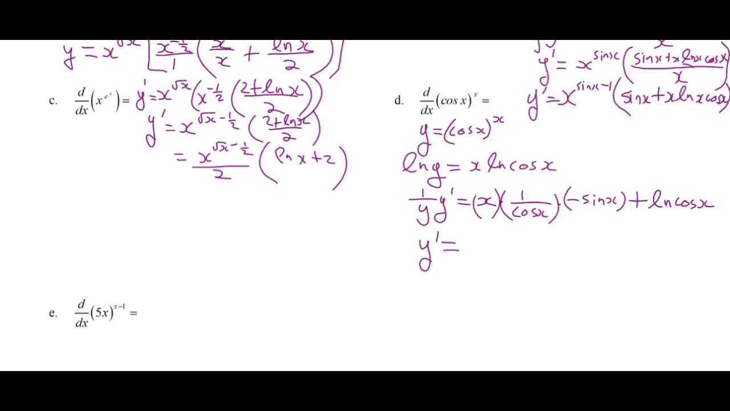Y prime will be, so what's y? Cos x to the x. And what do we got here? So I've got an x and I've got minus sine over cos. All right, so maybe, but if I got a cos x here on the bottom and I got a cos x here, so maybe I'm going to be premature with that.